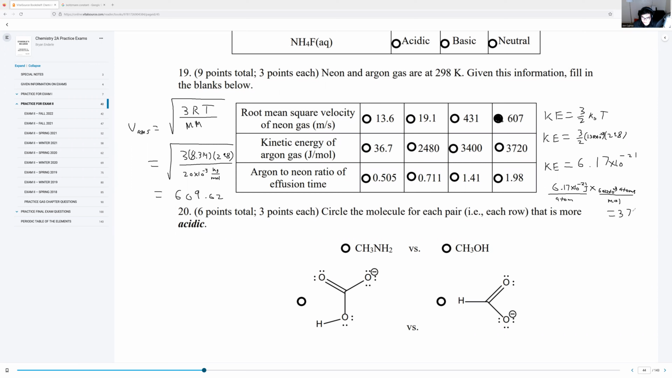This is 3,714.7 joules per mole. So the answer is the last one again.